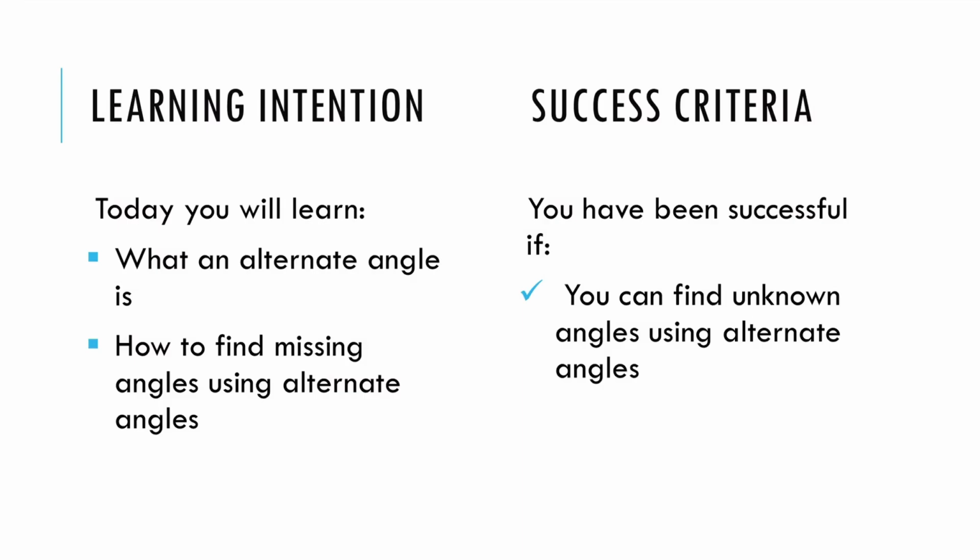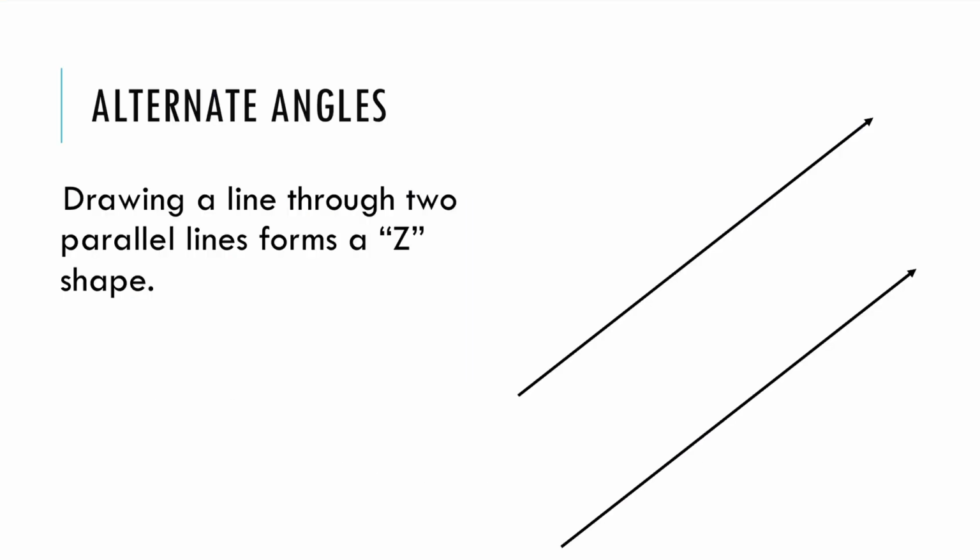Hi everyone, in today's lesson you will learn what an alternate angle is. By the end of this lesson you should be able to find unknown angles using alternate angles. Okay, so just the same as corresponding angles, we're going to start by drawing a line through two parallel lines.